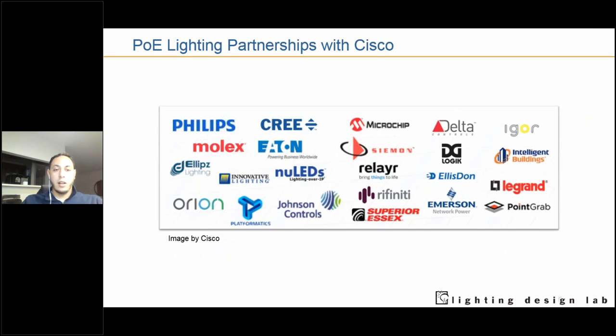Even then, look at all of these different companies and manufacturers partnering with Cisco specifically to work on PoE lighting. We see some of the PoE lighting companies, Molex, Newleds, Igor. We also see some of our network lighting control manufacturers, some of our mainstream ones, Eaton, now Cooper, Philips, now Signify, Cree, Johnson Controls. So again, the industry is very interested in what this connected PoE lighting infrastructure platform can be.